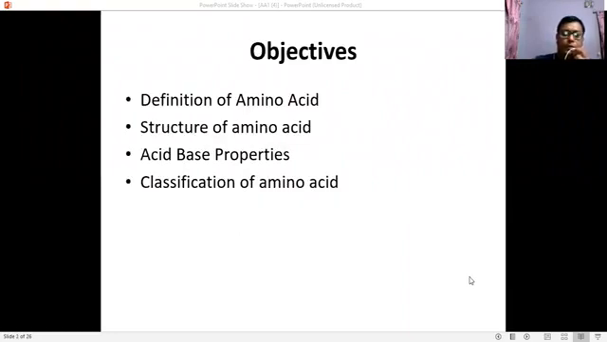So first we have to set the objectives of today's class. First we'll define amino acids. Then we'll discuss the basic structure of amino acids. Then we'll discuss certain properties related to acid-base properties of amino acids. And lastly, we will discuss classification of amino acids.